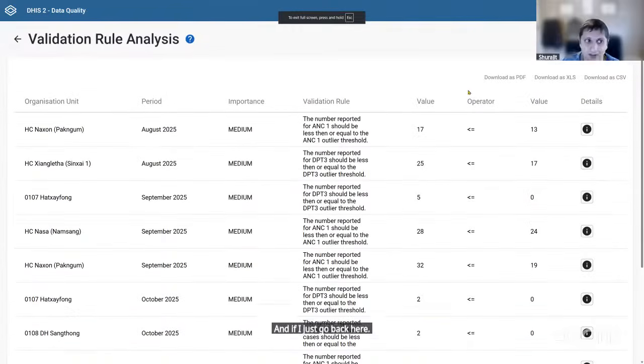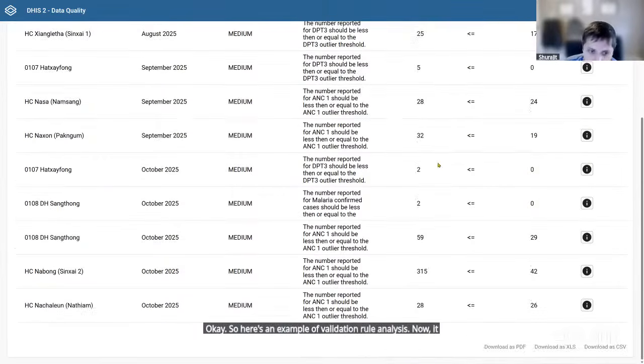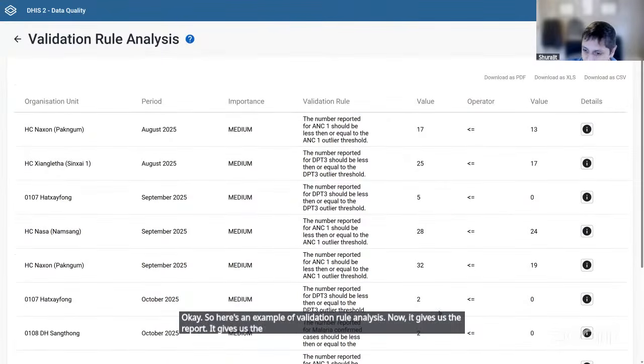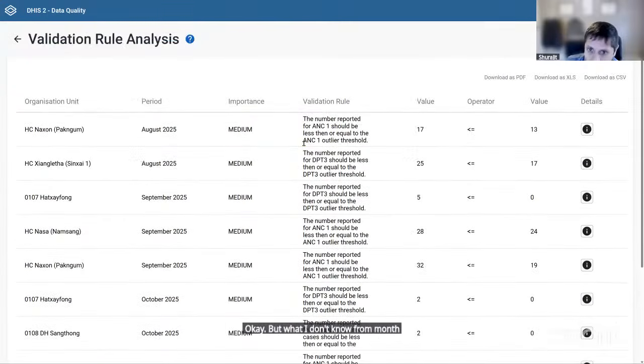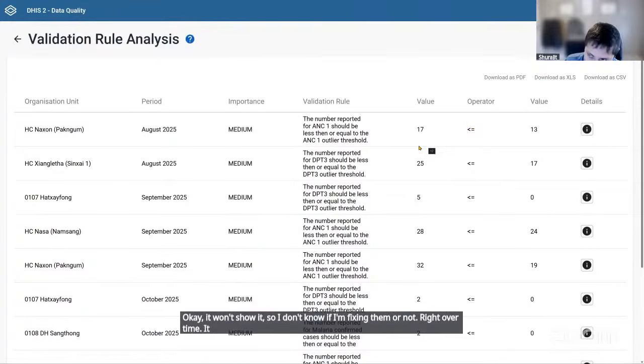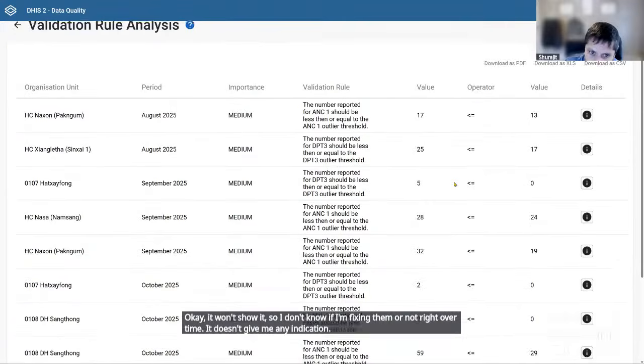okay. So here's an example of validation rule analysis. Now it gives us the report. It gives us the validation rules we've violated. It gives very specific information. Okay. But what I don't know from month to month is, I've identified these, next time I run this, if I have fixed it, it'll just be gone. Okay. It won't show it. So I don't know if I'm fixing them or not, right? Over time. It doesn't give me any indication whether or not I'm fixing them.